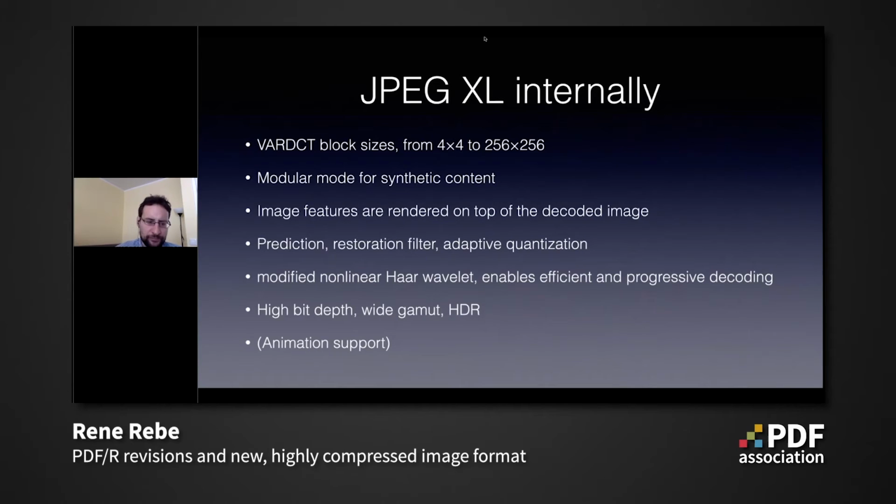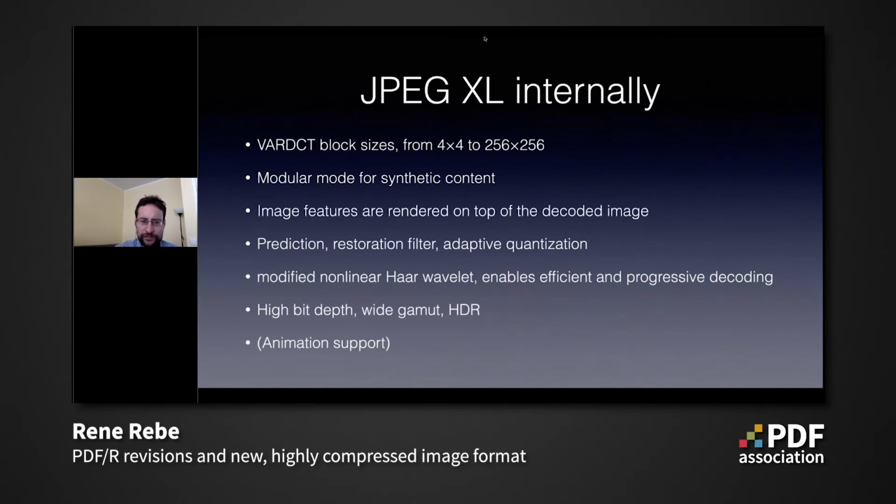It's using, similar to other codecs, prediction, predicting based on the previous pixels what the next pixels will be. A feature also historically legacy JPEG does not have: restoration filters, and as I mentioned, adaptive quantization depending on the details in this area of the image. It also includes the modified nonlinear Haar wavelet similar to JPEG 2000, enabling even more efficient and progressive decoding. And as already mentioned before, high bit depths, wide gamut for higher color accuracy, and also, maybe not as relevant for PDF, built-in animation support that JPEG 2000 also didn't have. I'm not sure if that would be directly supported in PDF, but at least it is there.